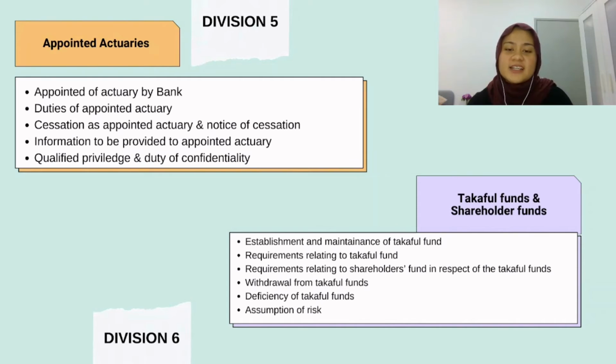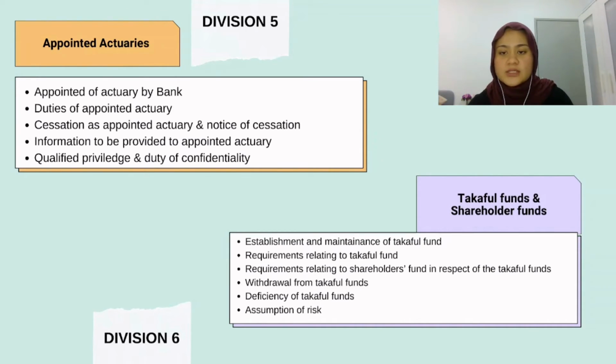So thank you, Irisha. Now I will continue on the next part of Division 5, which is the appointed actuaries. The first one is appointment of actuary by the bank. As Irisha stated before, every licensed takaful operator must appoint an actuary. But section 84 states that if the licensed operator fails to meet the requirements of appointing a person who is qualified to become its actuary, the bank will provide one for it. As a result, the licensed operator has to bear all the expenses in appointing an actuary.